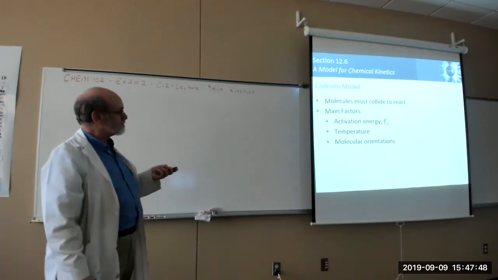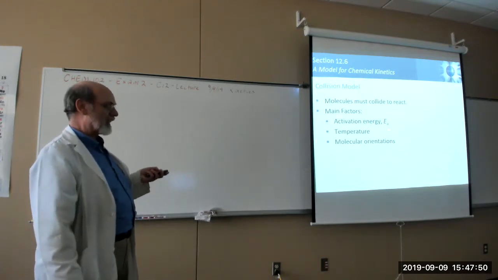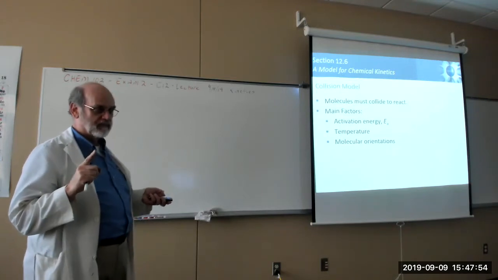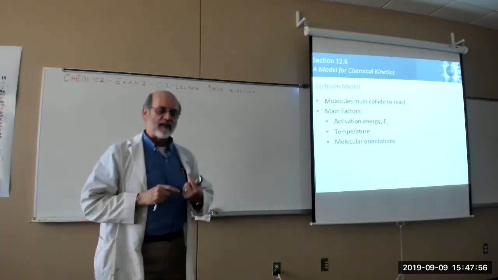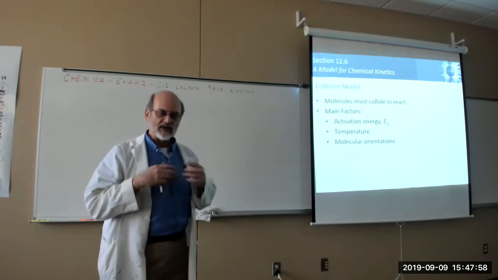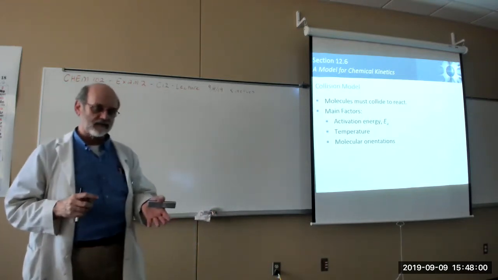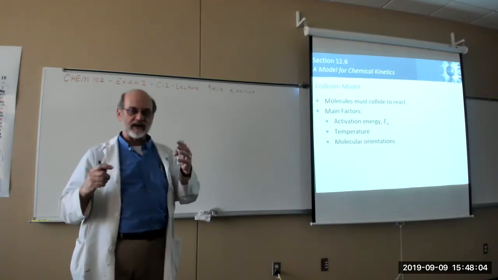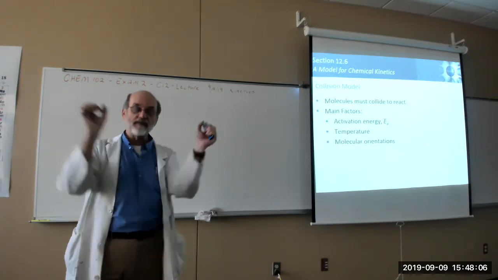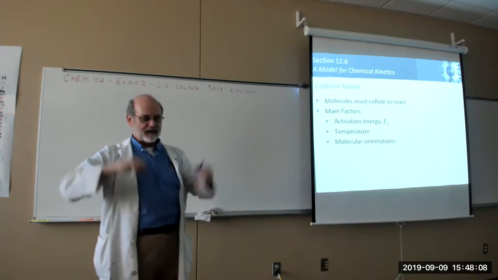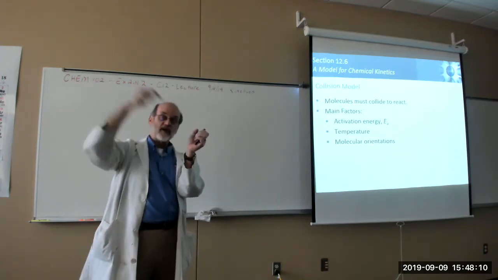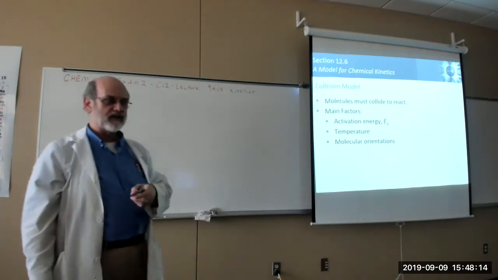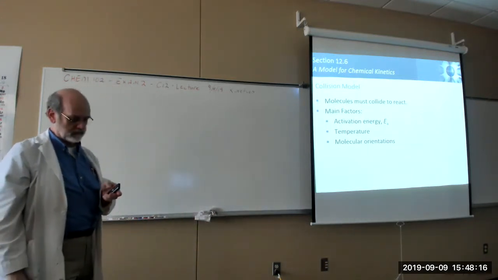So the collision model says they have to collide, they've got to have enough energy, and they have to be oriented properly. That's why bimolecular reactions are much more likely than termolecular. Because what's the probability of getting all three molecules coming in at the right energy and all of them oriented properly? If these two are oriented properly and the third one comes in at the wrong direction, you're not going to have a reaction. So the probability goes way down for termolecular reactions.